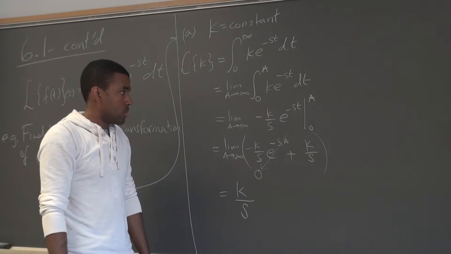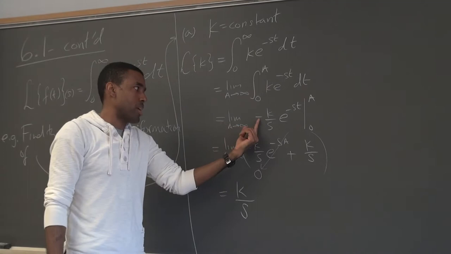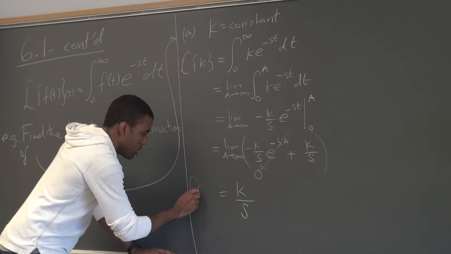Oh, fundamental theorem of calculus. I plug in the a. Then minus, I plug in 0 for t. So e to the 0 is 1, so I just have the minus k over s, but I subtracted the minus, so it becomes a plus. And so now k over s. So the Laplace transform of a constant is just the constant divided by s. Cool.